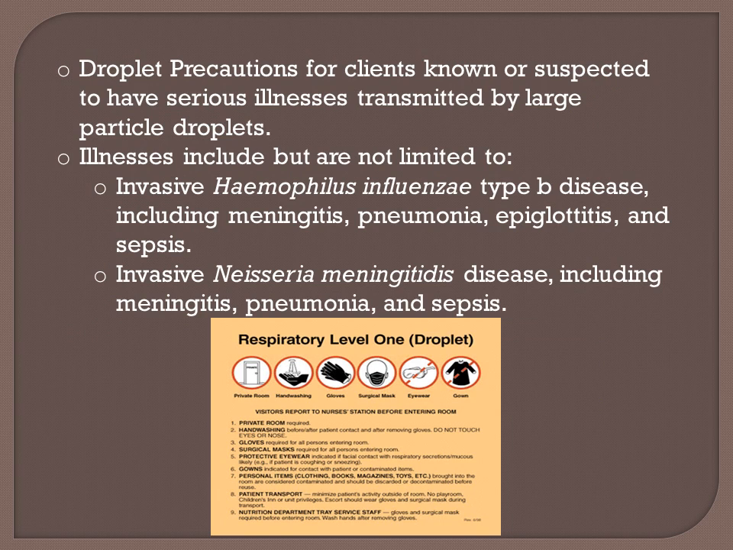Droplet precautions will be for those clients that have suspected or known illnesses such as Haemophilus influenzae type B. This also includes meningitis, pneumonia, epiglottitis, and sepsis. And invasive Neisseria meningitidis, that includes meningitis, pneumonia, and sepsis. If you look at the sign here, these signs are frequently placed on the doors of patient rooms to alert anyone going into that room to the proper precautions.